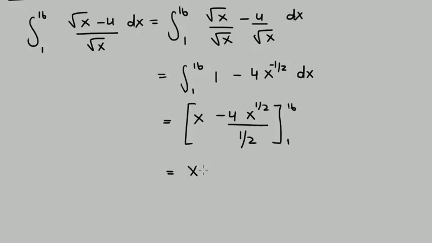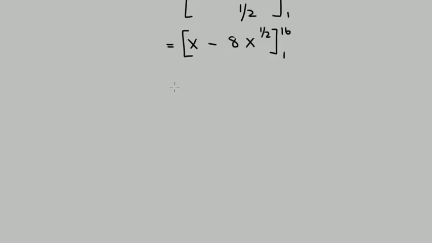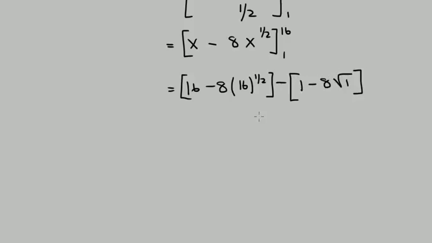So again, we can just tidy this up a little bit before substitution. So we have x minus 4 over half is going to give us 8x to the power of a half. So when we substitute in our 16, and we subtract the substitution of our 1. Which will give us minus 16 plus 7, which is minus 9.